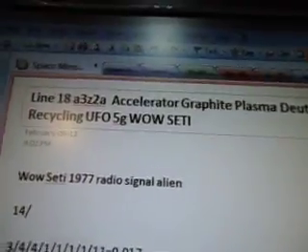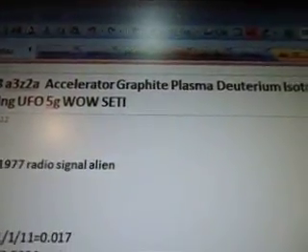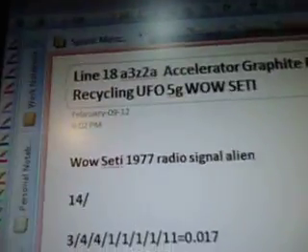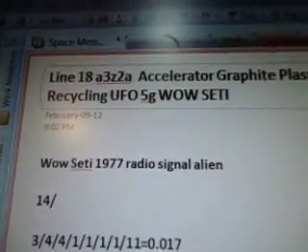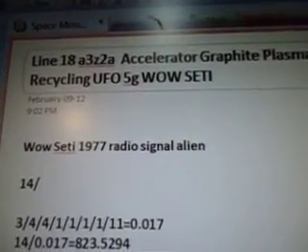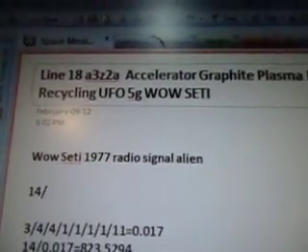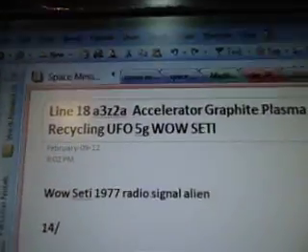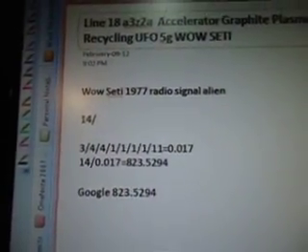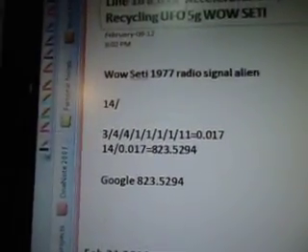Okay, so this is Accelerator Graphite Plasma Deuterium Isotope Recycling UFO 5G Wow Seti. Again, when you see the words UFO 5G, it means there's a formula found in the video. I'm trying to remember to do that for you, just so you know which ones have formulas in them, in case you want to take a quick peek. Okay? So this is the Wow Seti alien signal.